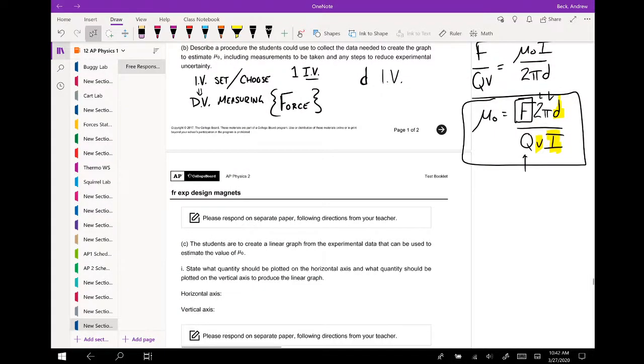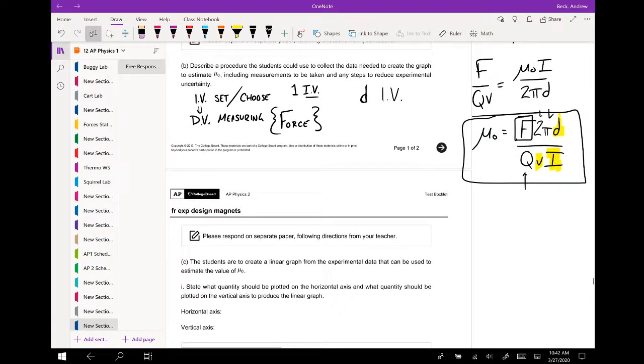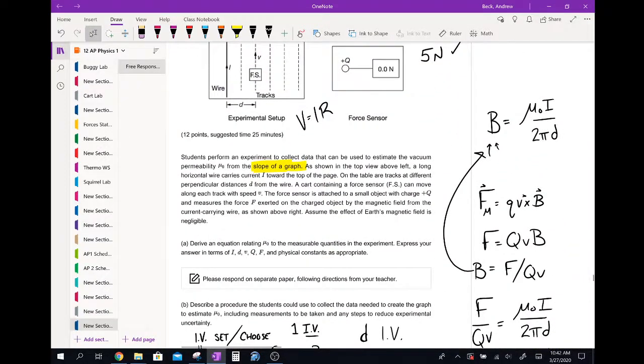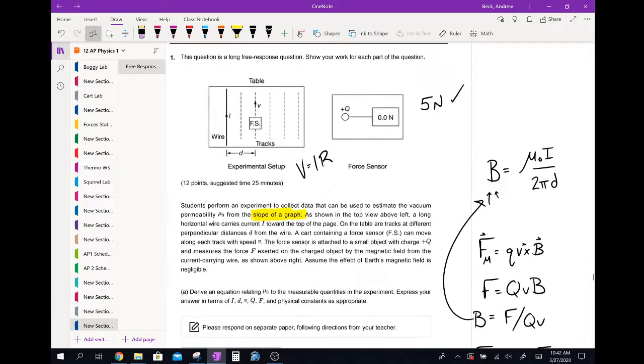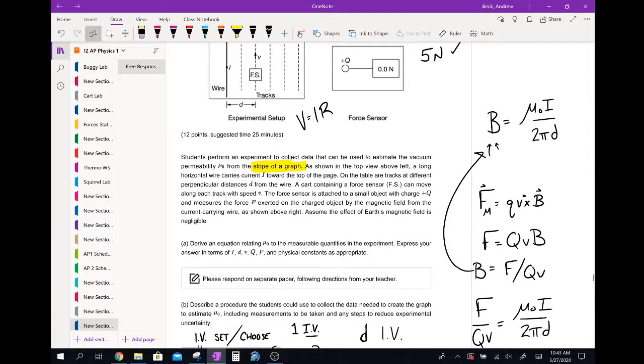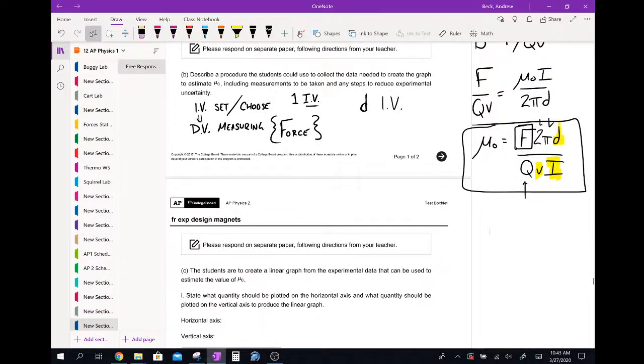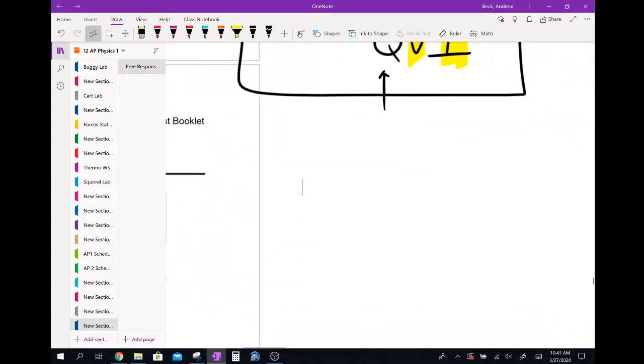All right, so the students are, oh, I need to actually make an experiment. All right, so I'm going to type it out instead of writing it. Okay. So I'm going to come over here, describe a procedure the students could use to collect the data. Okay. So let's start writing and then try not to make it more complicated than it needs to be.